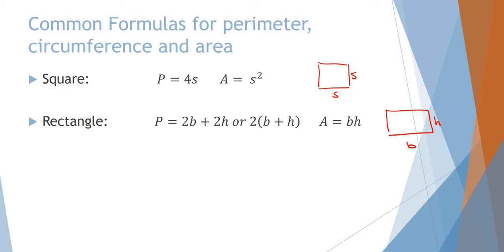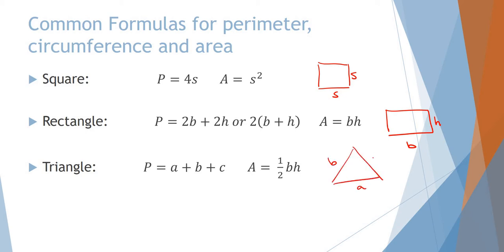Either one is fine. A triangle: the perimeter is the length of the 3 sides, so side a, b, and c. The area is 1/2 the base times the height. Now the base can be any one of these, but the height has to be perpendicular to the base. So that would be my height in this case. And a circle: the circumference is pi d, or 2 pi r. Since d equals 2r, these are equivalent expressions, and the area is pi r squared.